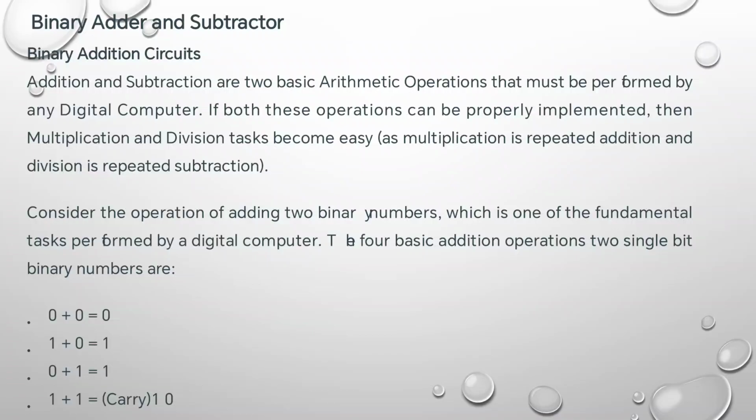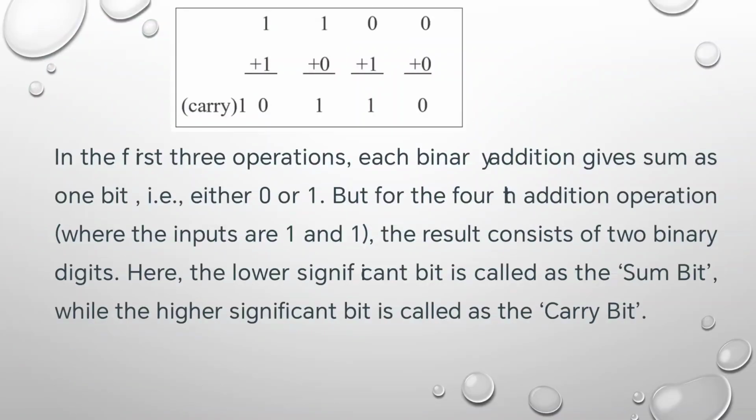That is 0 plus 0 equal to 0, 1 plus 0 equal to 1, 0 plus 1 is equal to 1, 1 plus 1 is equal to 10. Here 1 will be the carry. So in the first three operations, each binary addition gives the sum as one bit, either 0 or 1. But for the fourth addition operation, the result consists of two binary digits. Here, the less significant bit is called the sum bit, while the more significant bit is called the carry bit.